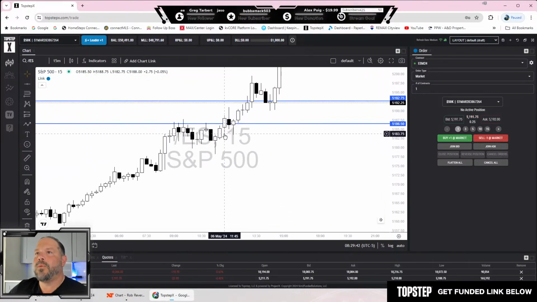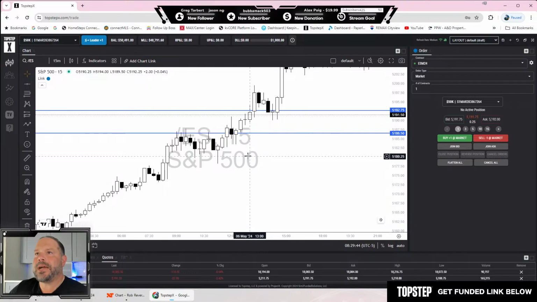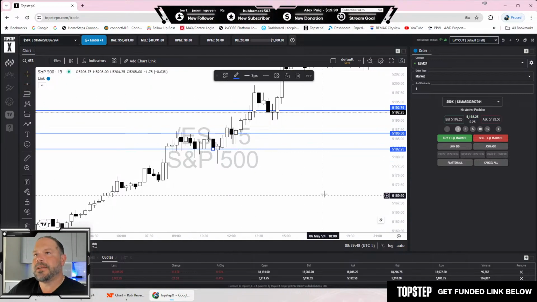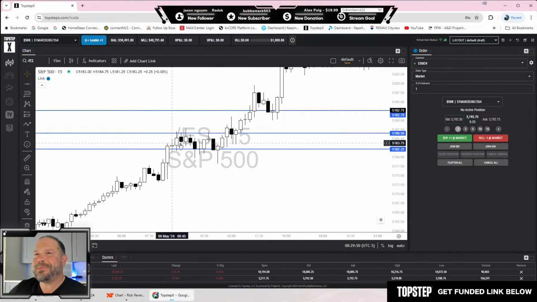One last level here that I would probably map out would be right here. But this was kind of rangy here. So again, not a very strong level in my opinion. Don't really love that one.